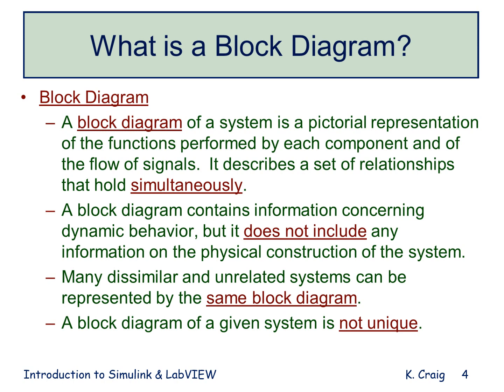What is a block diagram? A block diagram of a system is a pictorial representation of the functions performed by each component and of the flow of signals. It describes a set of relationships that hold simultaneously. A block diagram contains information concerning dynamic behavior but it does not include any information on the physical construction of the system. Many dissimilar and unrelated systems can be represented by the same block diagram. And a block diagram of a given system is not unique.